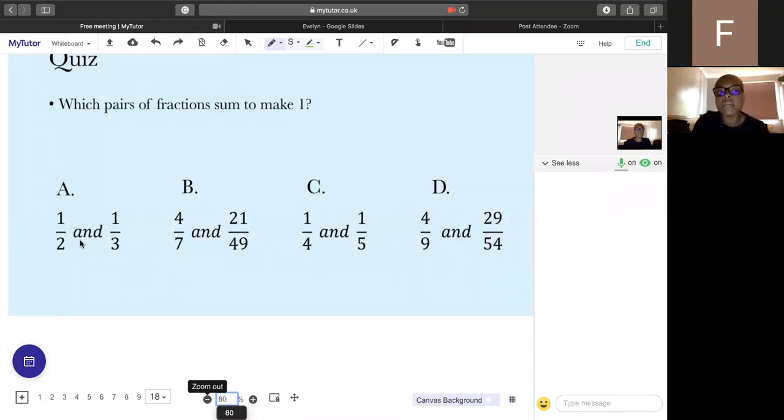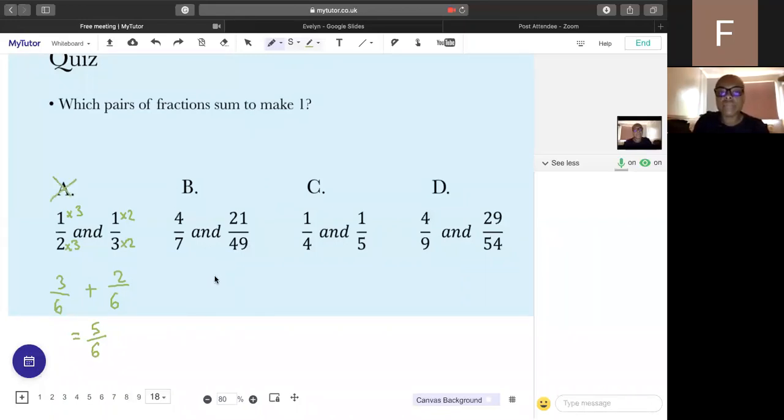So here I'm going to pick 6 because it's quicker. I'm going to multiply both my numerator and my denominator by 3, so I've got 3/6. And then here we need to multiply by 2, so we've got 2/6. Now, 3/6 plus 2/6 equals 5/6. So this doesn't equal 1, because we want to get to 6/6 if that was the case. So it can't be A.